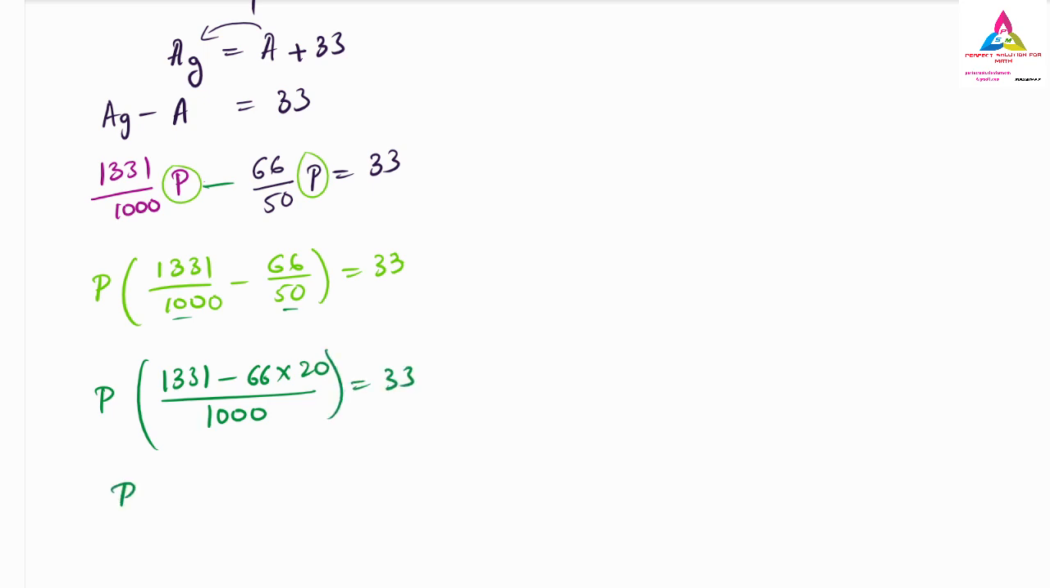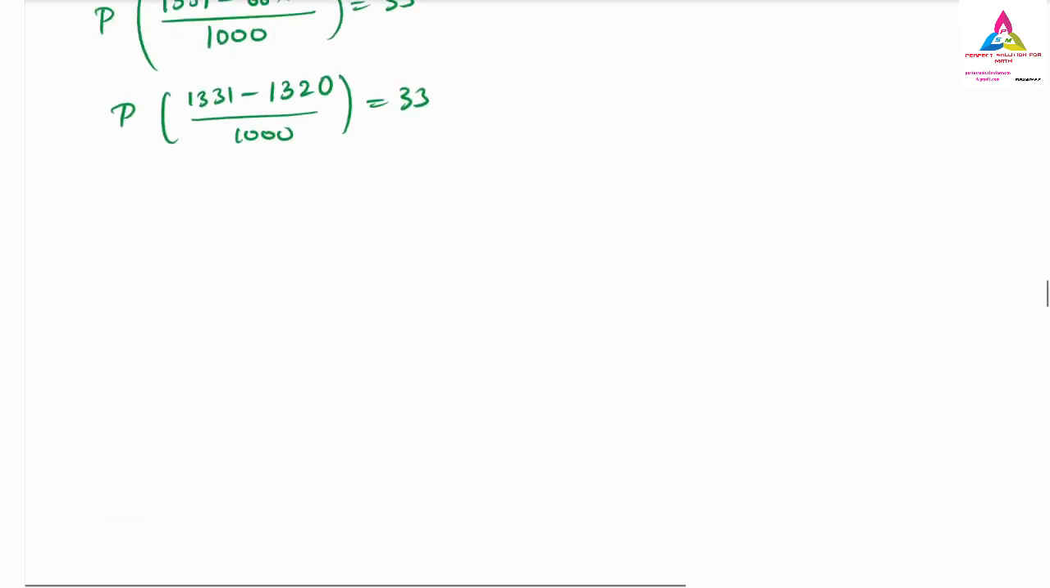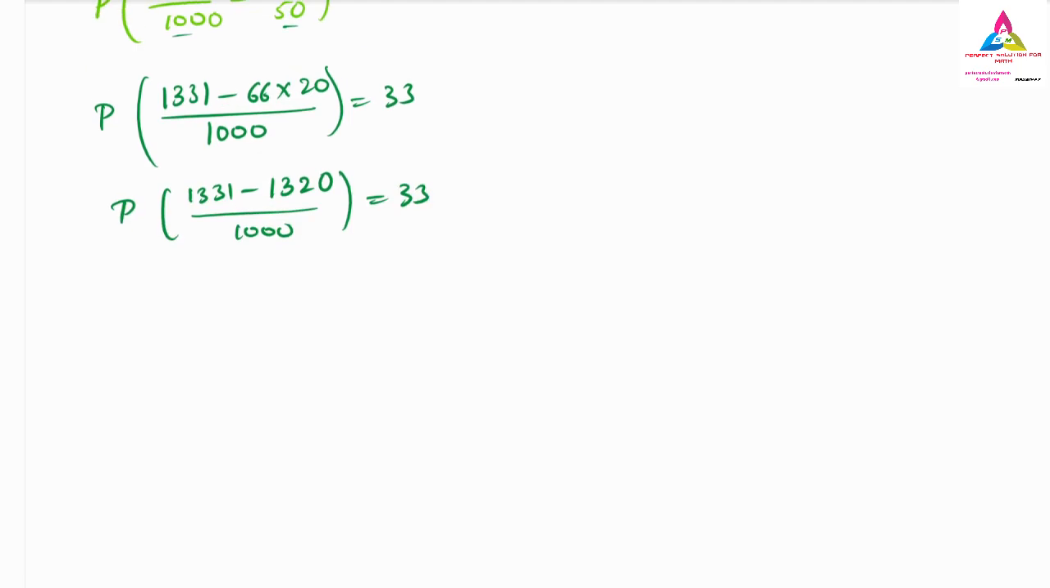P into (1331 minus 66 times 20, which is 1320), divided by 1000. So let us find the last answer. 1331 minus 1320 is nothing but 11, and below we have 1000, that is equal to 33, but here we have P. So we have to find that P value.